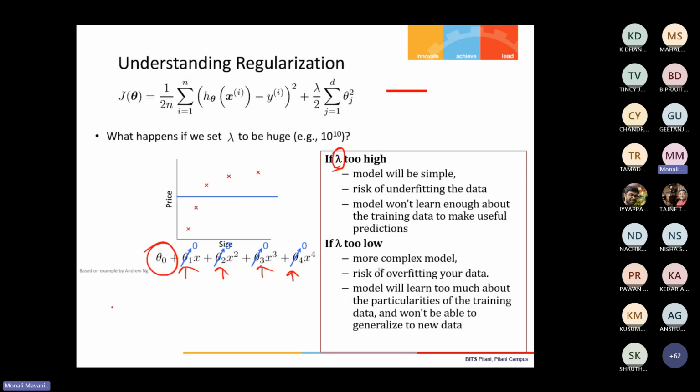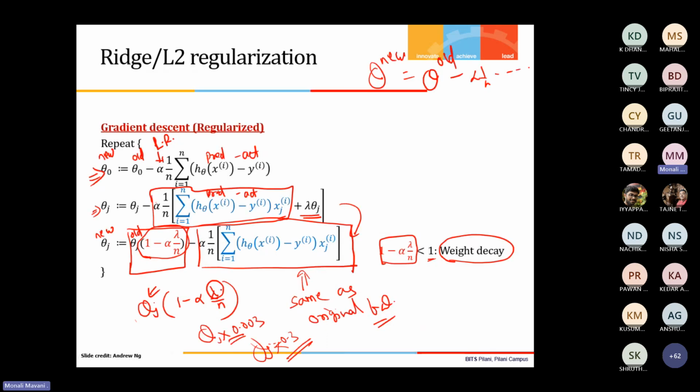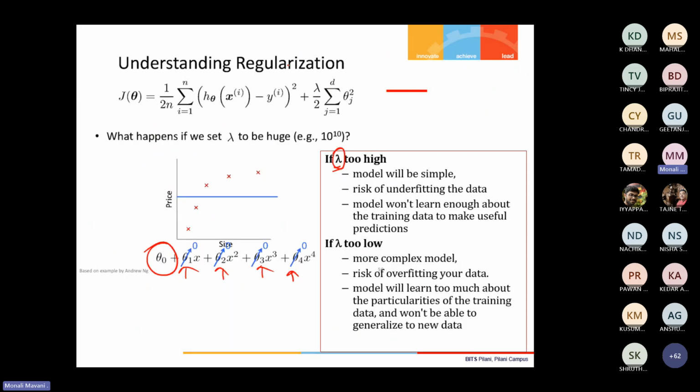We are not penalizing theta 0, so we are not touching that. If lambda is too low, this factor will become a very high number, and we are retaining the original model. Again, the original is a complex model and we are retaining that. So the correct value of lambda is very important, somewhere between too high and too low. If we take the correct value, we are reducing the complexity.